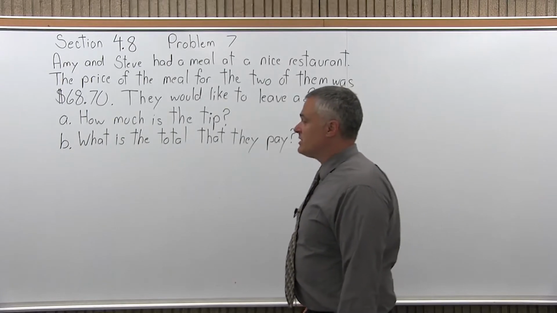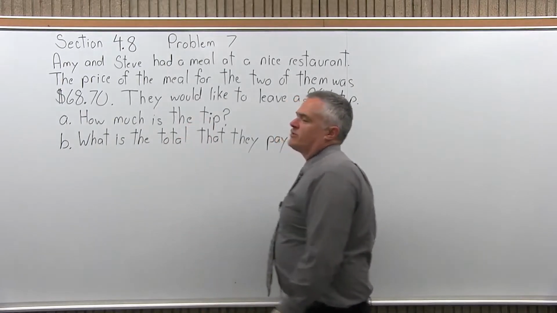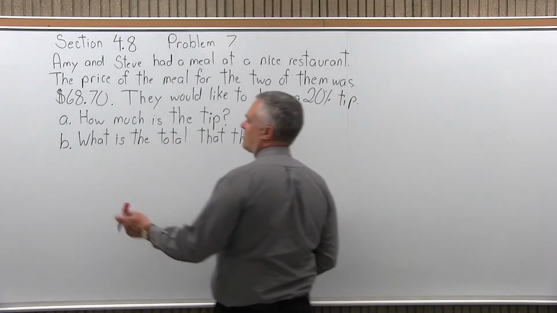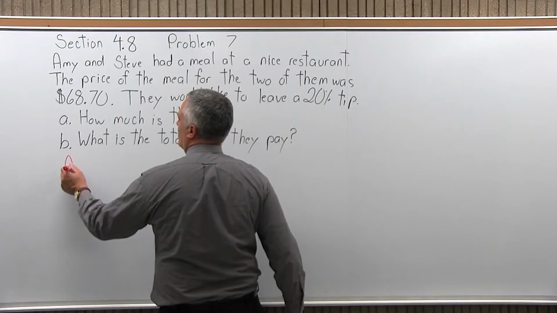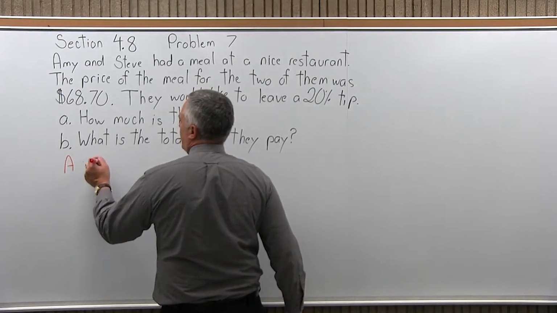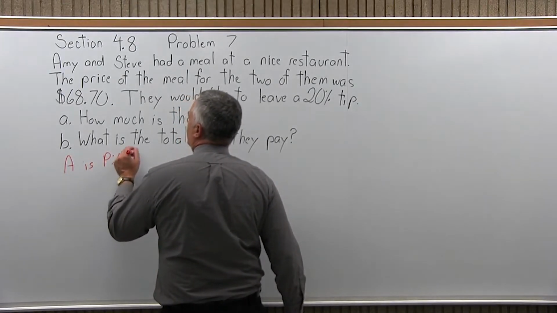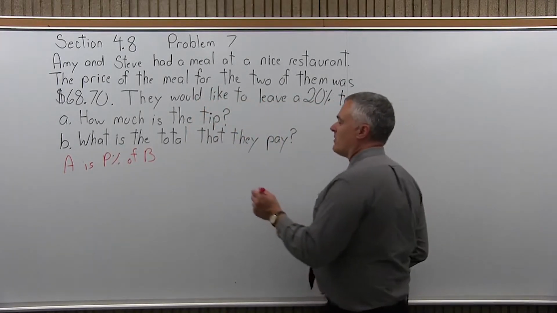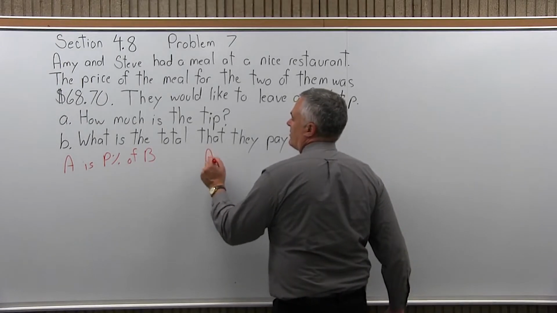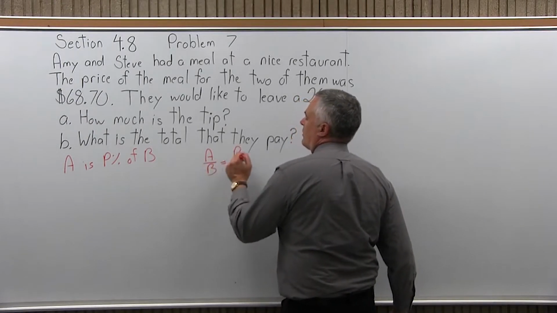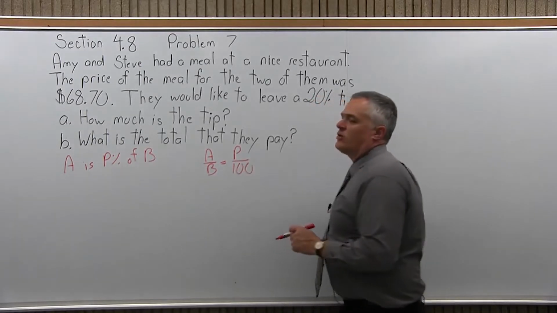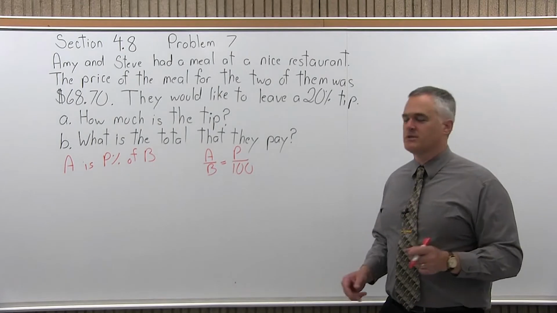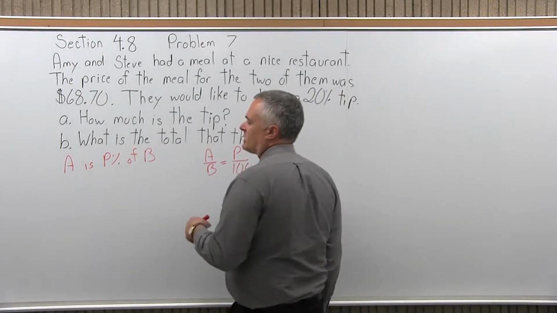So first let's figure out the tip. Now there are a lot of quick tricks for figuring out tips, and I'll show you at the end of the problem, but basically because it's a percent problem, my approach is going to be the standard. Rewrite the question in the form A is P% of B. And then once you get it in that format, use the formula A over B equals P over 100. And that'll work. It's not the quickest way, but I like the idea that I have one formula for every type of percent question. And I'll show you my trick at the end.